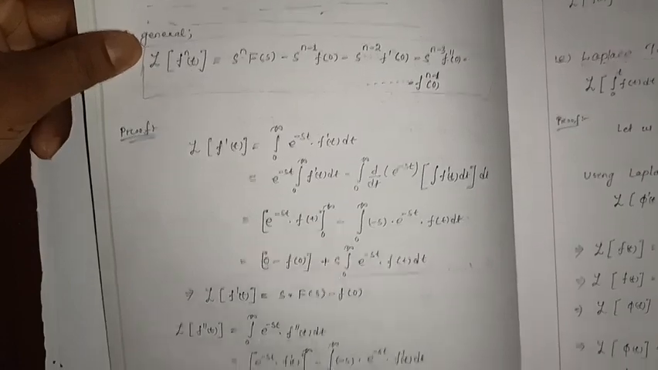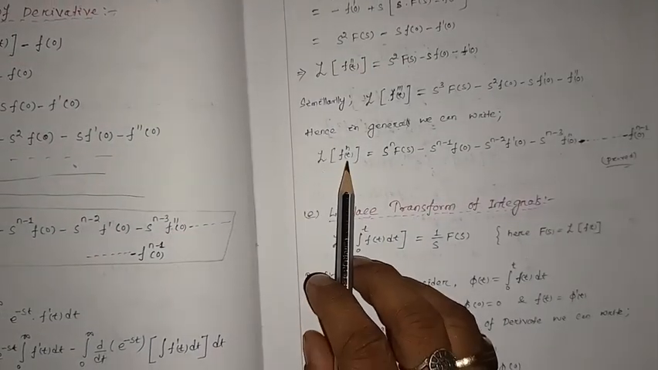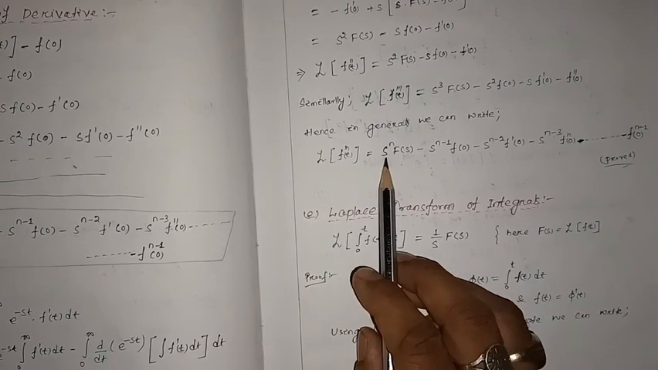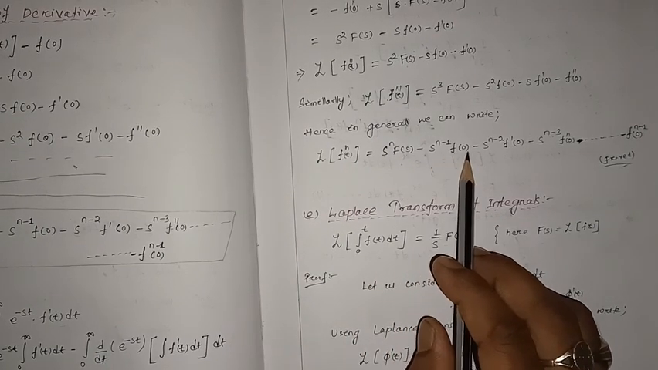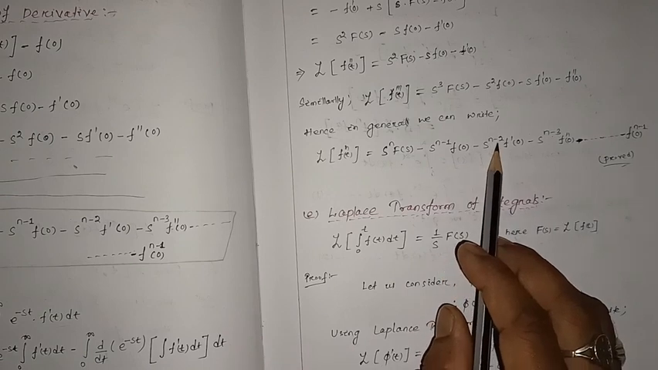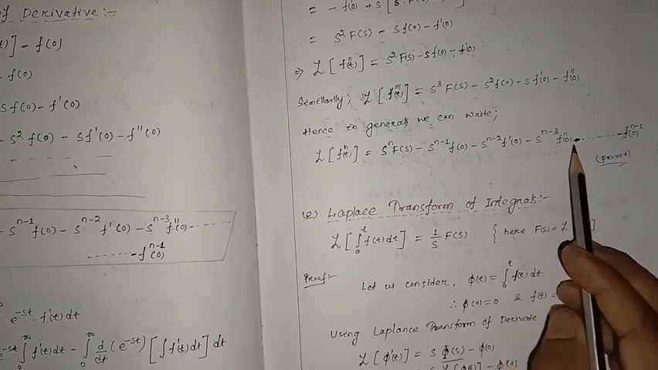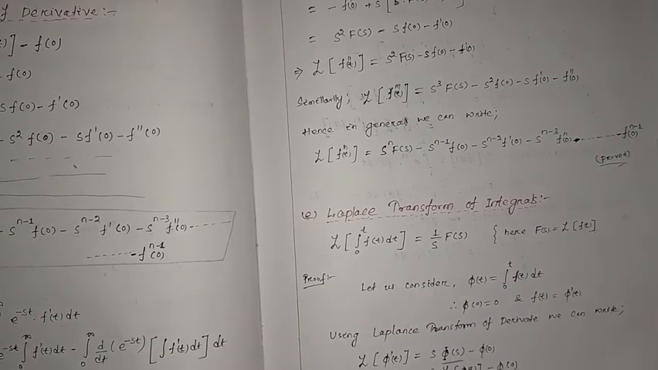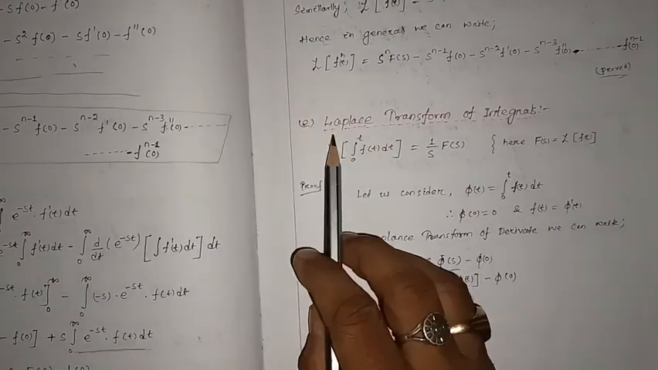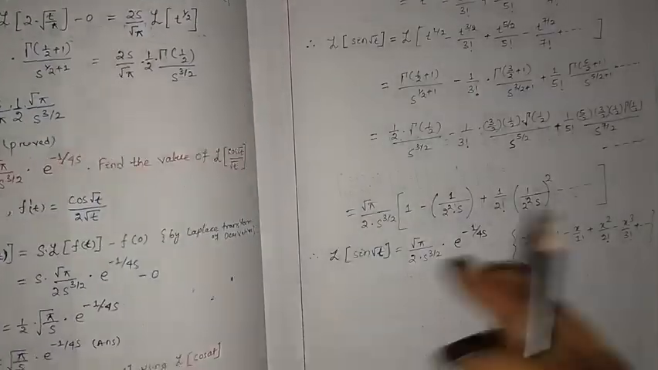We found that Laplace transform of nth derivative of a function f(t) is s to the power n capital F(s) minus s to the power n minus 1 f(0) minus s to the power n minus 2 f'(0) minus s to the power n minus 3 f''(0) and so on, and the last term would be f to the power n minus 1 of 0. We proved this one, and then we discussed Laplace transform of integrals in detail.